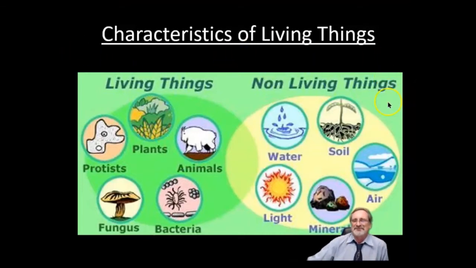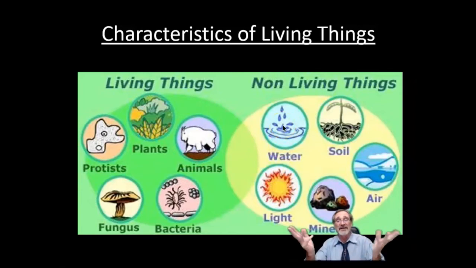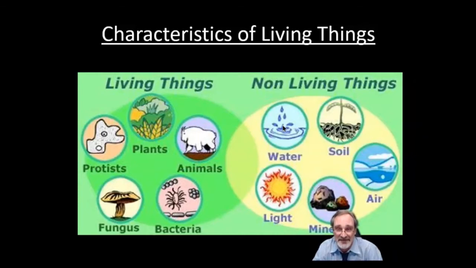And again, what we're trying to distinguish is how do you tell the difference between a living thing, like a plant or an animal, or by the way, a protist is a single-celled organism, or a fungus like a mushroom or bacteria, right? They're alive. Or non-living things like the soil, the air, the minerals, light, water. Those are non-living things. And both living and non-living things will appear in ecosystems. So it's important to distinguish between them so you can recognize that.